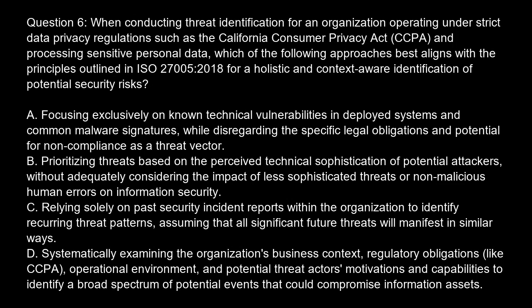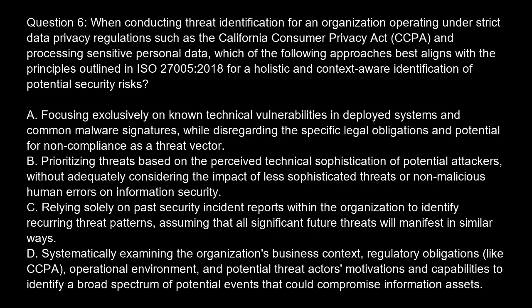Question 6. When conducting threat identification for an organization operating under strict data privacy regulations, such as the California Consumer Privacy Act, CCPA, and processing sensitive personal data, which of the following approaches best aligns with the principles outlined in ISO 27005:2018 for a holistic and context-aware identification of potential security risks? Option A. Focusing exclusively on known technical vulnerabilities in deployed systems and common malware signatures, while disregarding the specific legal obligations and potential for non-compliance as a threat vector.